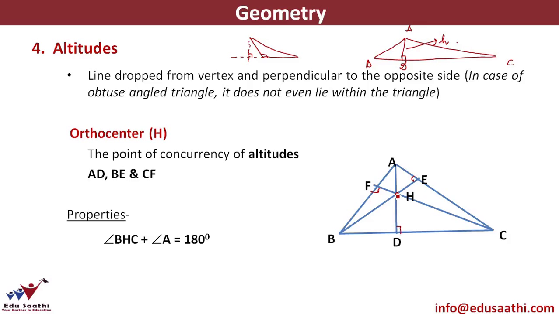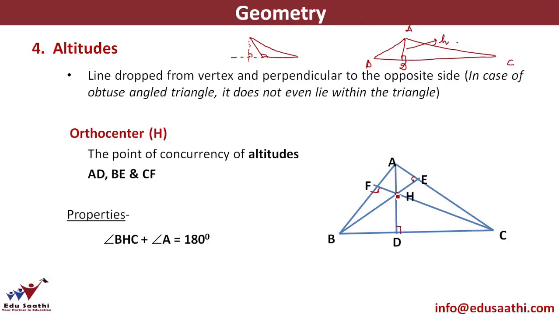Now there's no property that you have for orthocenter. Unlike circumcenter and incenter, orthocenter is not equidistant from the sides, or even from the vertices. So you will not be able to draw any circle with the orthocenter as center, and you will never get a concept of an orthocircle because that kind of thing does not exist. So that is the only thing that we need to remember when we are talking about altitudes.